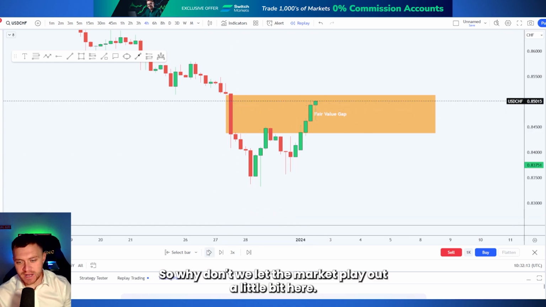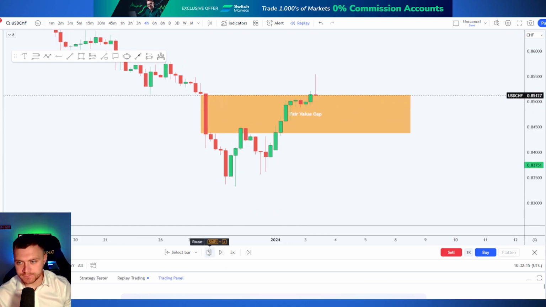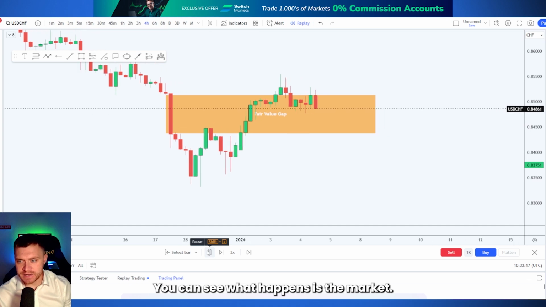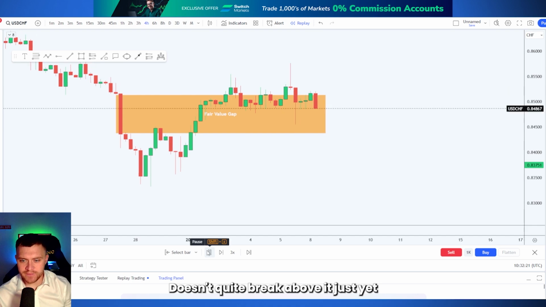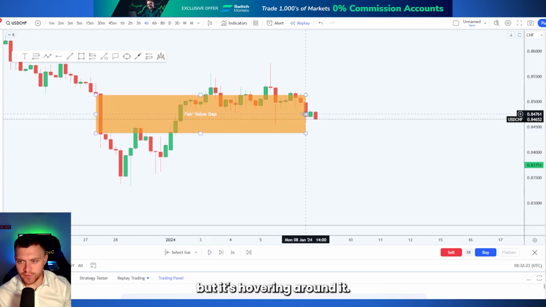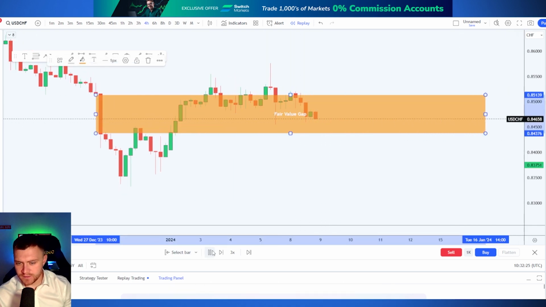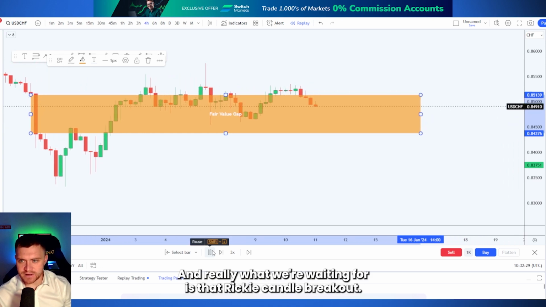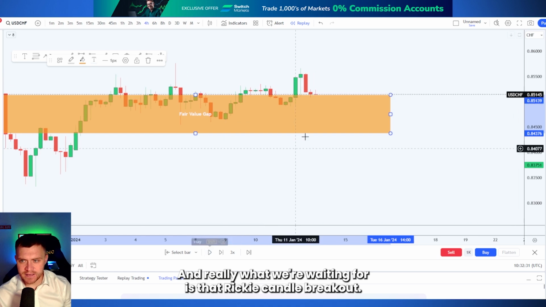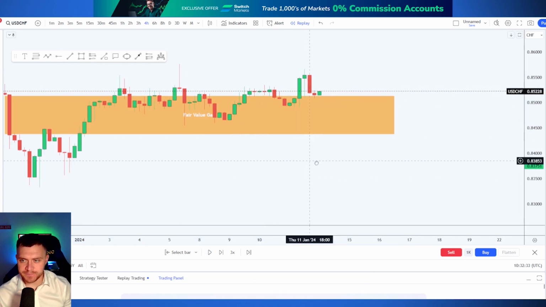Once we let the market play out a little bit here, you can see the market doesn't quite break above it just yet, but it's hovering around it. So we've still got our eyes on this. And really what we're waiting for is that key candle breakout. There it is. See that?